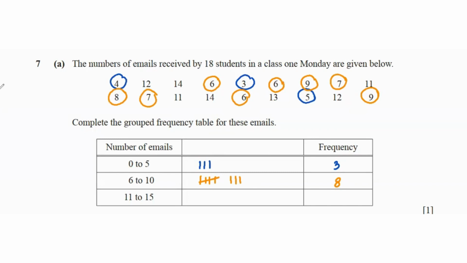And then the remaining ones are going to be your 11 to 15. So that's 1, 2, 3, 4, 5, 6, 7.